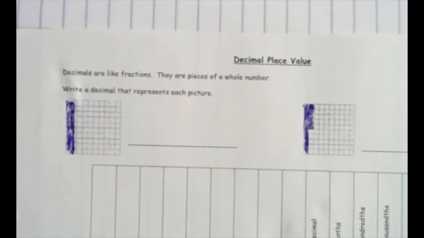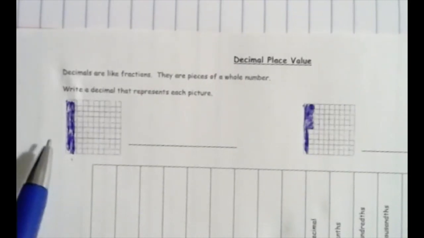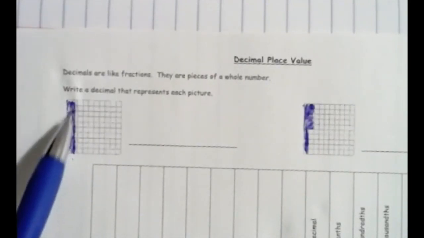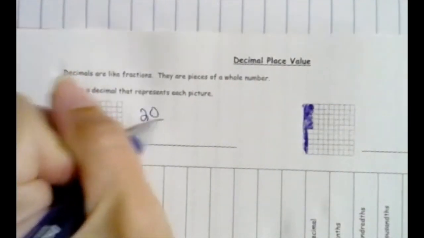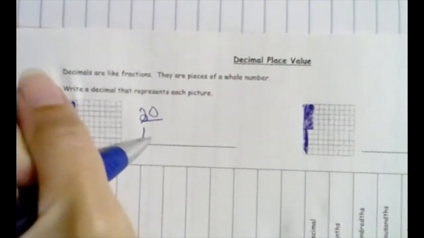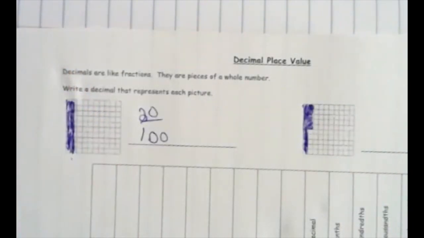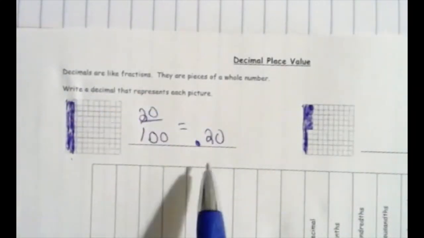So it asks us to write a decimal that represents each picture. So we're going to actually write this as a fraction and then as a decimal. So if you think about it as a fraction, if you count all the little bitty squares that we shaded in, 20 of them. And if you count all the little bitty squares that there are, there's actually 100 total squares. So that would be 20 hundredths as a fraction. Now we're going to take that same number, 20 hundredths, but this time we're going to write it as a decimal. So 20 hundredths would be decimal .20.